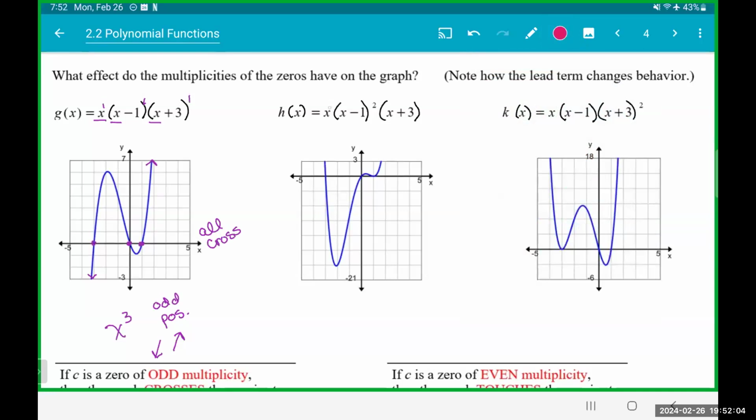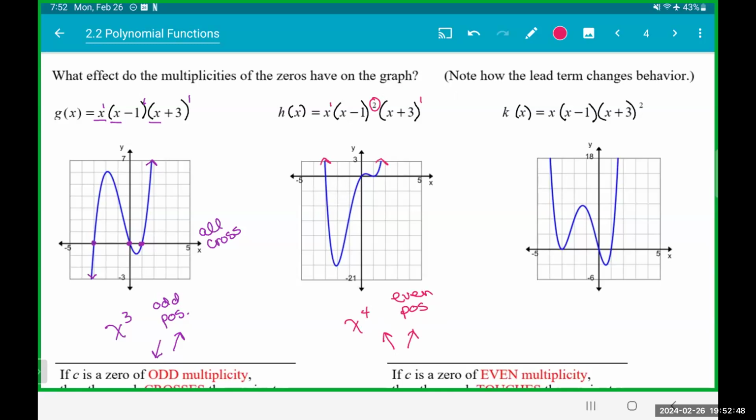Okay, for the next one, we have exponent 1, exponent 2, exponent 1. So we have 1, 2, 3, 4 x's, because this is x squared. We would have x squared times x times x, which gives me x to the 4th. Everything is positive here, so we have even and positive. That means we're increasing to the left and increasing to the right. And you can see that on both of those ends.